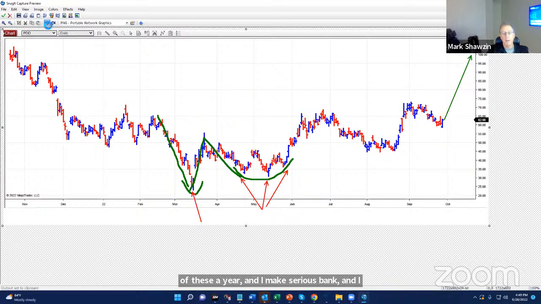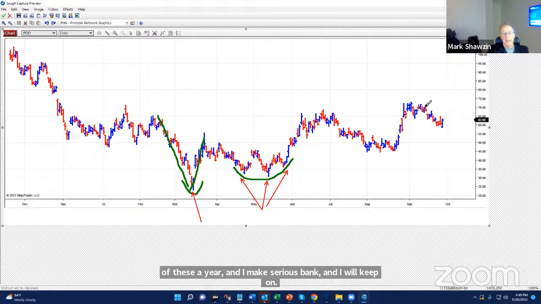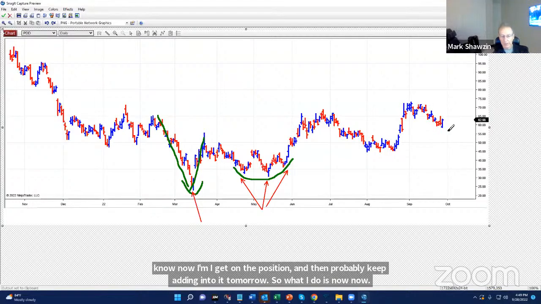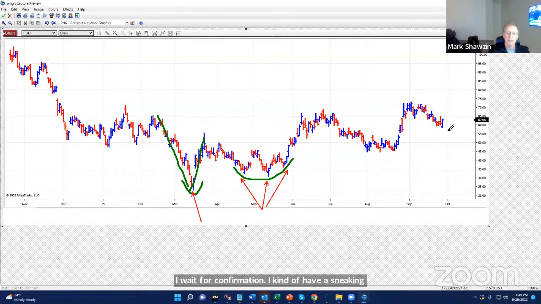Now I get on the position and then I'll probably keep adding into it tomorrow. So what I do is now I wait for confirmation. I have a sneaking suspicion of what's happening, but I need the market to start telling me that. So I'm hoping that this market's going to come out of here like a bat out of hell. You've had this little trading range here. And so now I'm looking for confirmation. If tomorrow we go like this, I'll say, well, guess that didn't work out. But if it goes like that, then I've got the tiger by the tail, and I'm going to keep adding to my positions very aggressively. I just have a sneaking suspicion that these things could really get going.